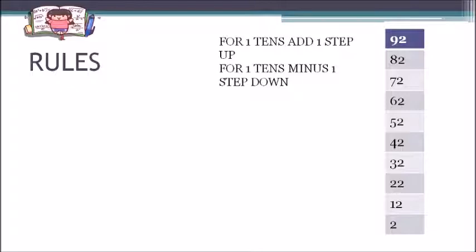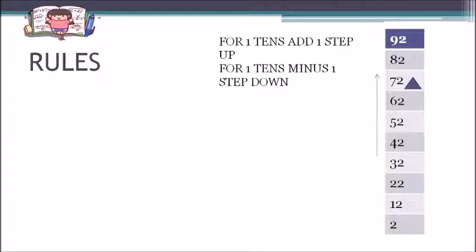Just imagine that you are standing at the number 22 and someone asks to add 1 tens to 22. Then what do you have to do? You have to take one step upwards in this column. So when you take a step up, you will reach 32. For 1 tens, you will take one step upward. For 2 tens, you will take 2 steps upward. For 3 tens, you will take 3 steps upward. Remember one thing, whenever you are doing any addition for tens, you will go towards the up.